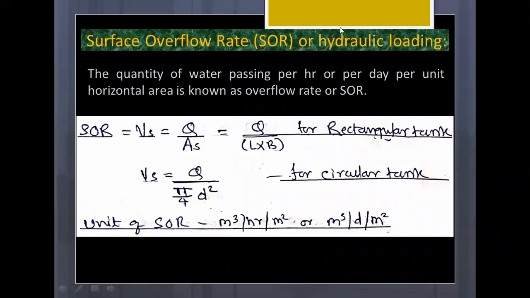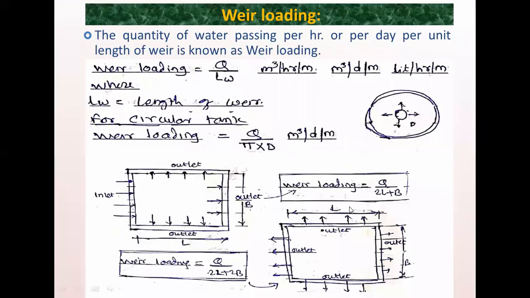See here, this surface overflow rate is nothing but the ideal settling velocity Vs. If you cancel this unit, you will get the unit as meter per hour or meter per day. So this unit is nothing but the unit of velocity. So this is the settling velocity of particles, the ideal settling velocity. I suppose that writing this slide is over. We'll go on to the next slide, that is weir loading.